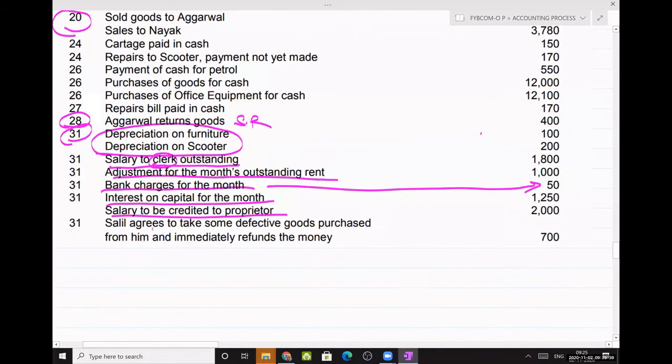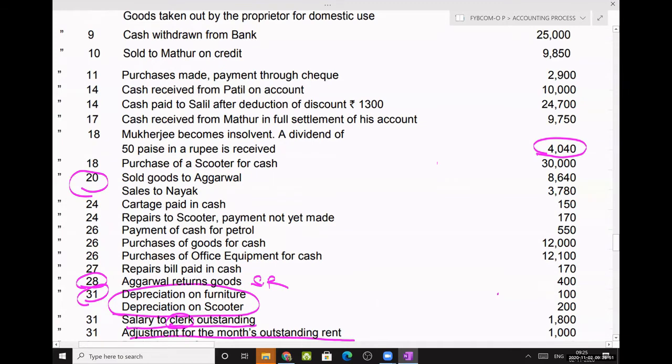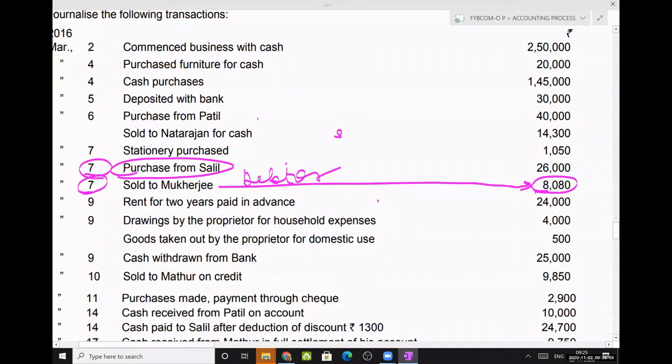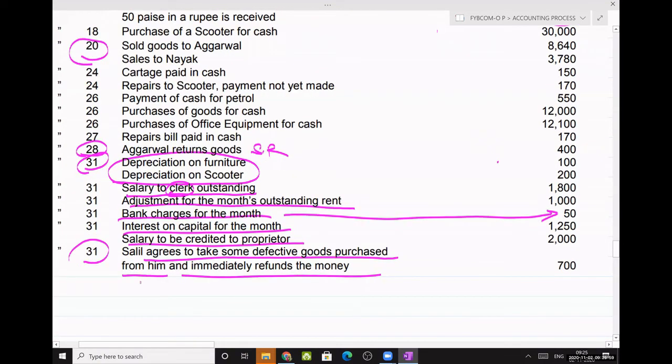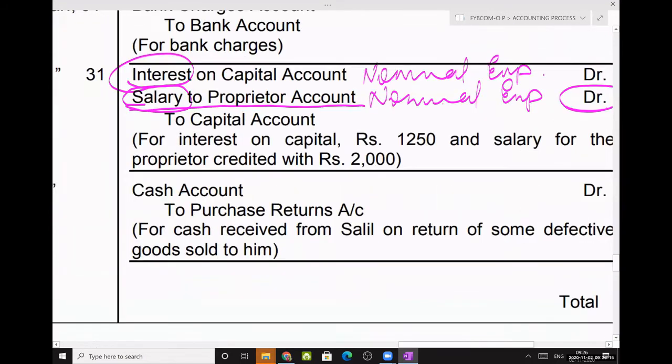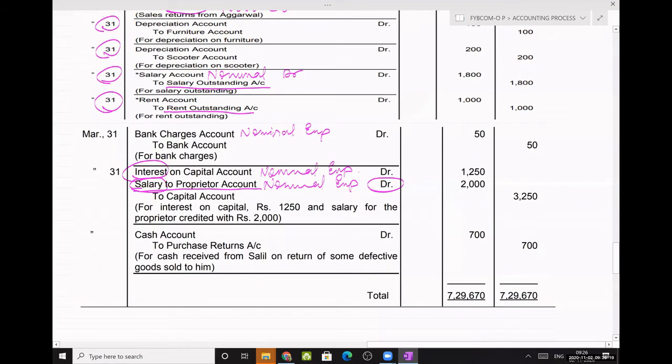And the last one. Salil agrees to take some defective goods purchased from him and immediately refunds the money. So with Salil we had that transaction. There was a purchase on 7th from Salil, and on 31st he agrees that he will take the defective goods. So this is purchase return. And he gave the refund also. That means cash has come in. This is a real account. Debit what comes in. And purchase return. What is return? Goods are returned. Goods is also real. Credit what goes out.